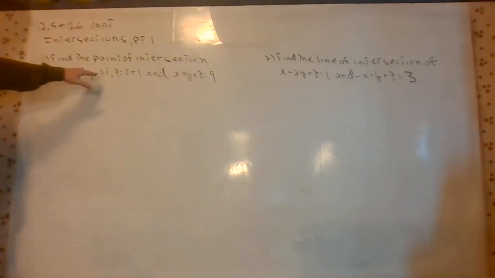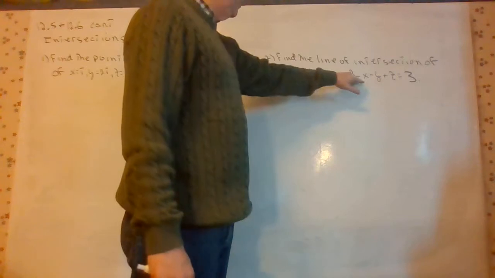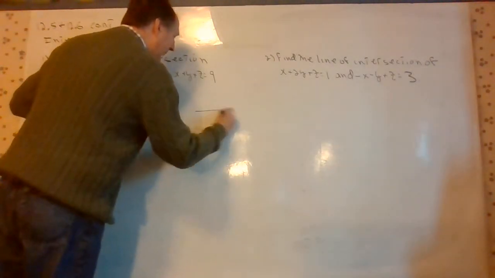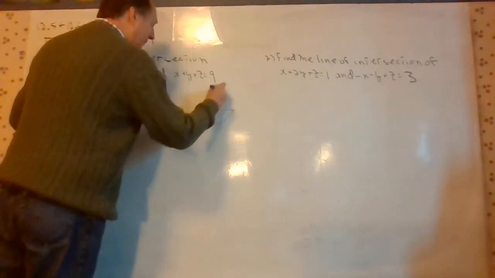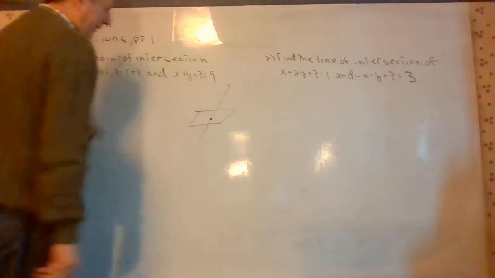Welcome back. We're going to find the point of intersection of a line and a plane, and we're also going to find the line of intersection of two planes in this video. Two fairly simple algorithms. So you could imagine a plane and a line. You have a plane of some sort and a line. They're going to intersect at a point.